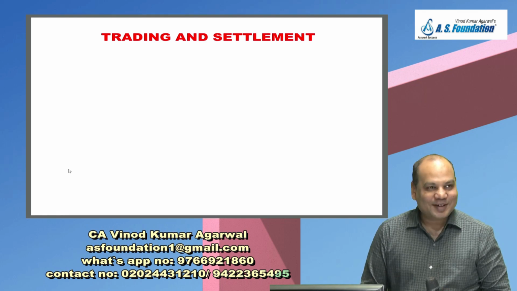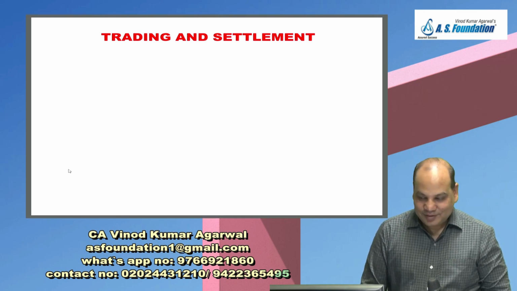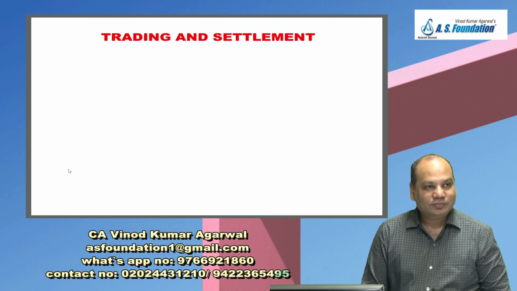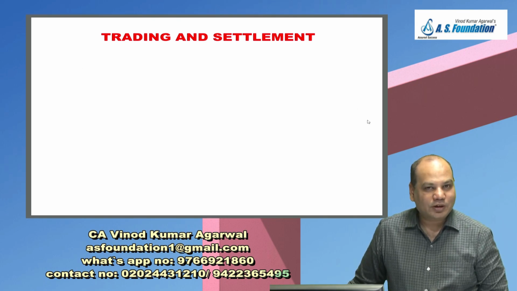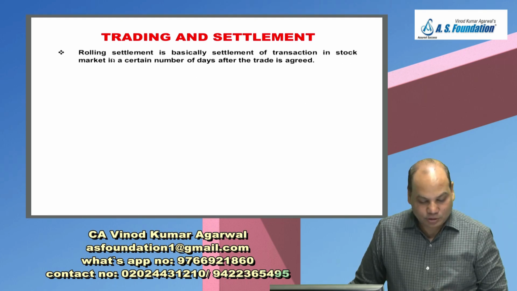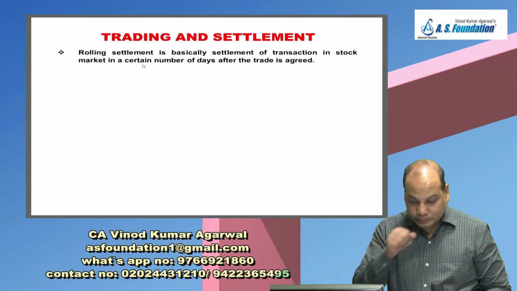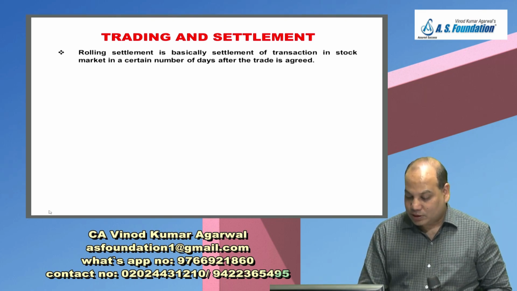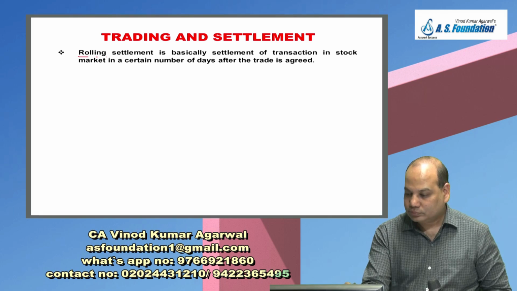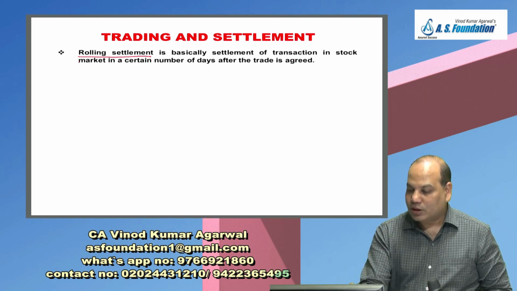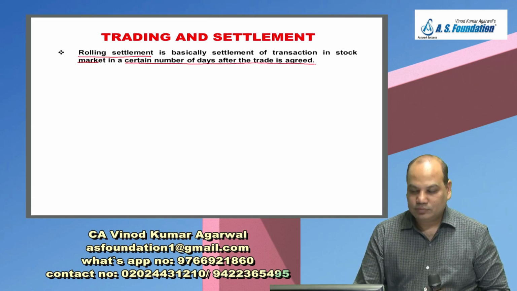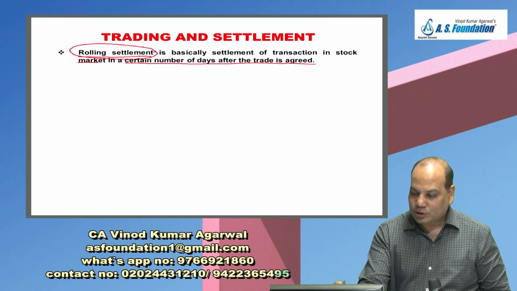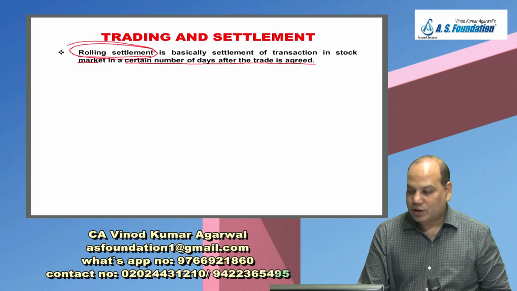Next paragraph, trading and settlement. So this is again an interesting part: how the trading and settlement takes place from the time you place an order to the time you receive the security in your demat account. There is a concept called rolling settlement. Underline. What is rolling settlement? It is basically settlement of a transaction in the stock market in a certain number of days after the trade is made. So rolling settlement means settlement of a transaction once the trade is agreed to.